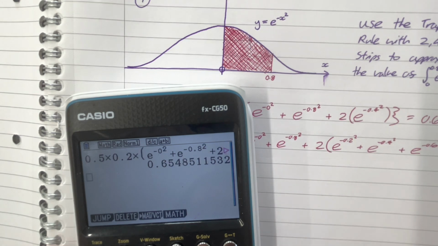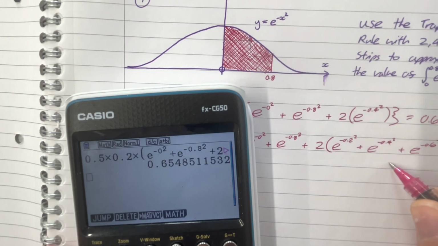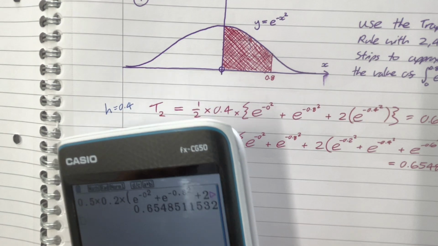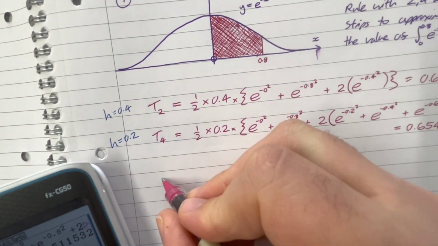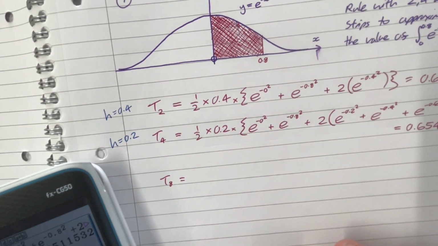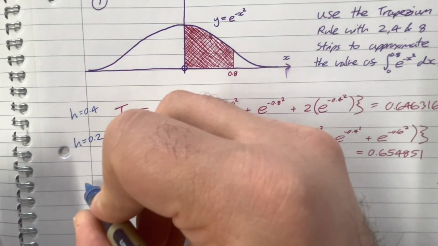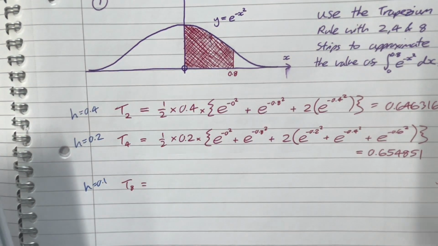So that gives me a new approximation, which is going to be a better approximation generally. If you increase the number of strips, you get a better approximation. So that's 0.654851. And then finally, T8. So this time we're going to need 9 values of y. So h is 0.1 now.